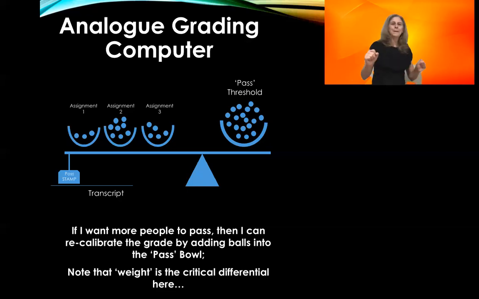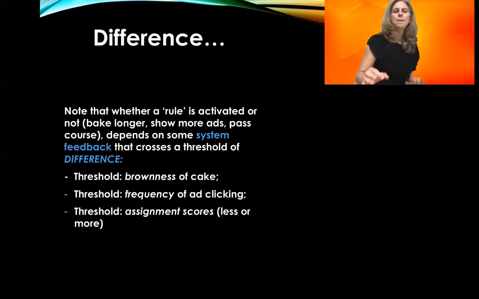But all right, what I want to say here is that in this analog grading computer, my whole point, other than talking about passing the course, is that there's some sort of critical difference that is being analyzed. Weight here is the critical difference that we're looking at. When we get to a critical weight, we have an effect, we have a pass. If we don't reach that critical weight, those 60 marbles in the bowl, then we fail to enact something. And most complex systems involve some rule being activated once we move past some sort of critical threshold.